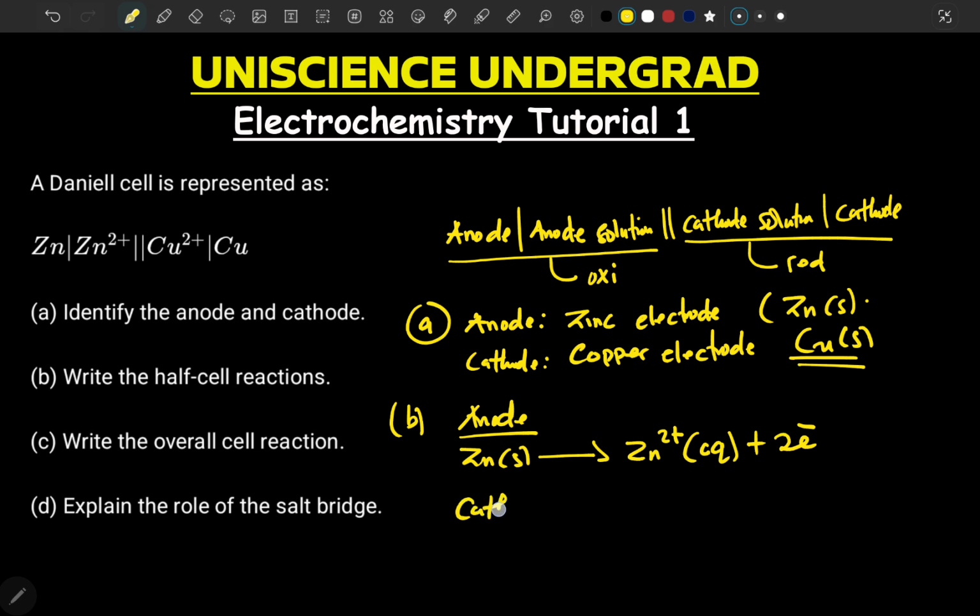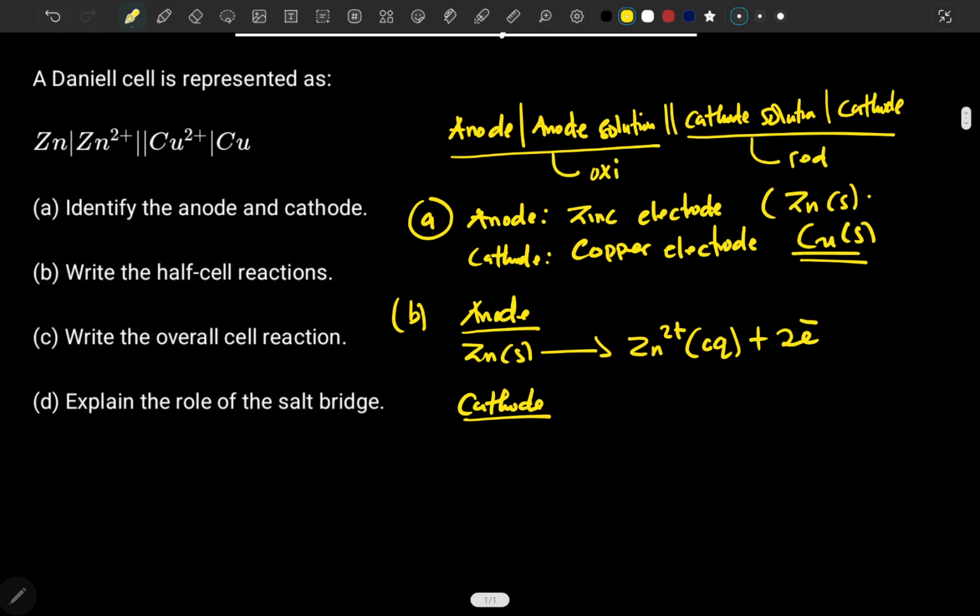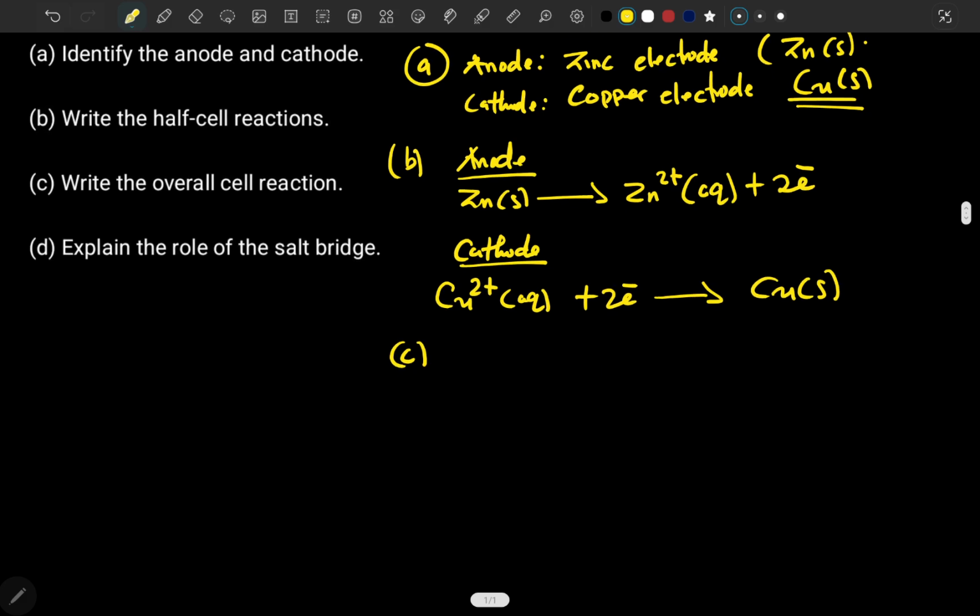Then the cathode. Of course, at the cathode, it's very easy because at the cathode, there's a reduction. Reduction is a gain of electrons. So electrons should be on the left side. So we are putting copper 2 plus in solution there. Because there's a positive 2, we add 2 electrons, meaning they are being gained, to give us copper solid. You've written the half cell reactions. That's all. Then how do we write the overall cell reaction?